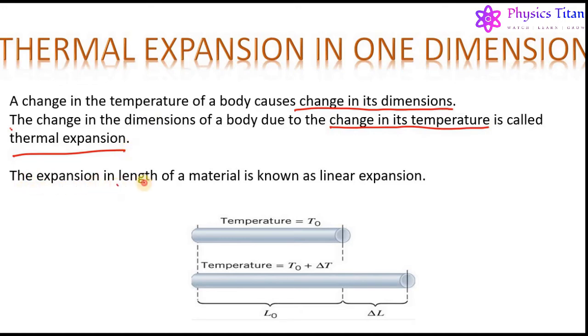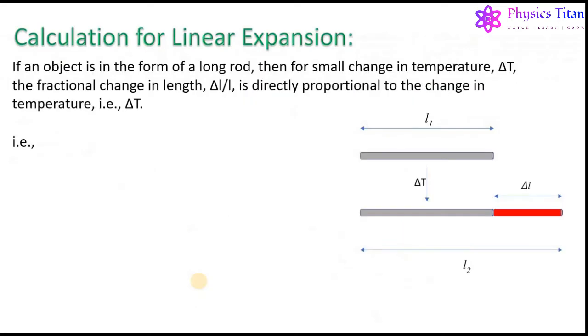And the expansion in the length of a material due to the change in its temperature is known as linear expansion. That is, if the length of an object increases as there is a rise in temperature, then this is known as linear expansion. Now let us calculate the amount of linear expansion of an object due to some change in temperature. So consider an object in the form of a long rod. Now as the temperature of this rod increases by an amount delta T, the length of this object will also increase by an amount delta L.